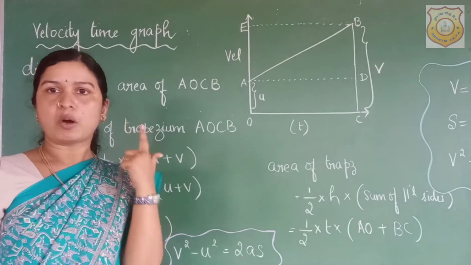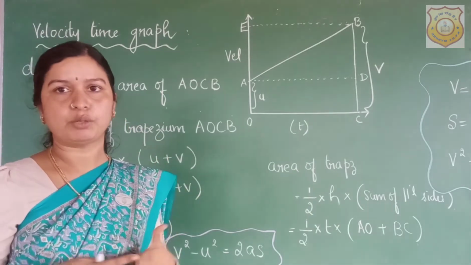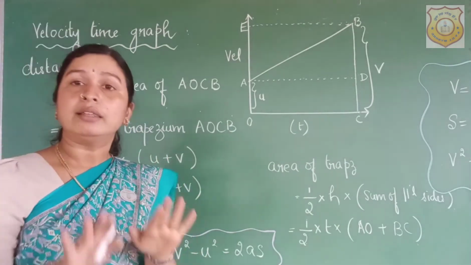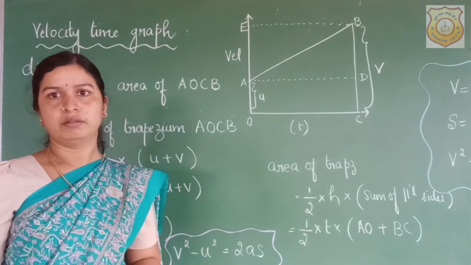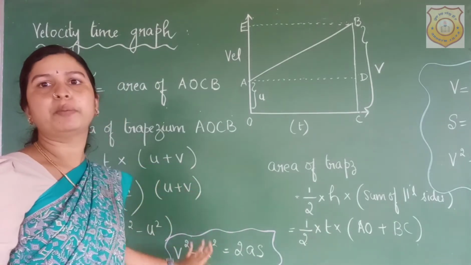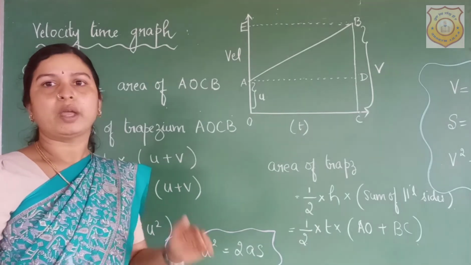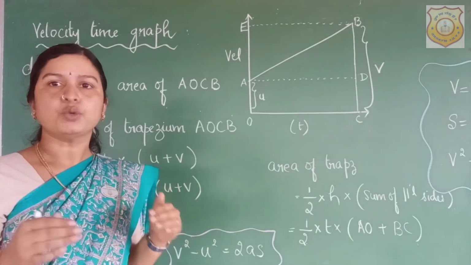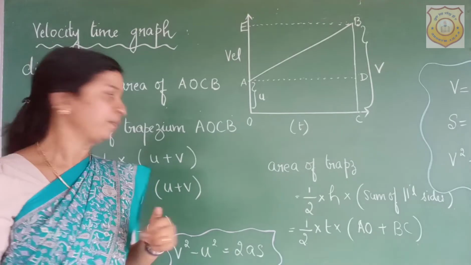Finally, if you think about this equation, v square minus u square is equal to 2as, there is nowhere time there. So we don't want this time to be present in this equation. So instead of t, we are going to replace it with other units.